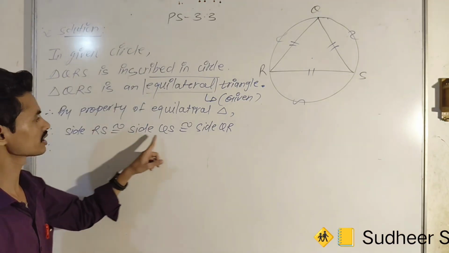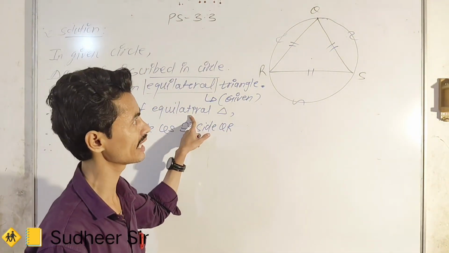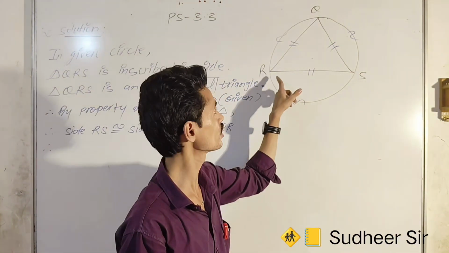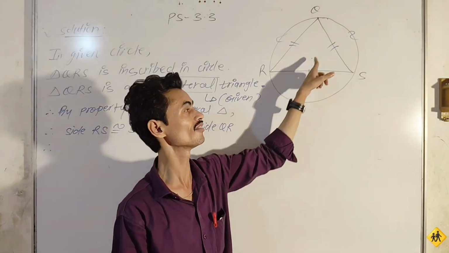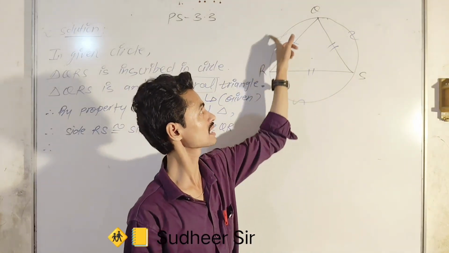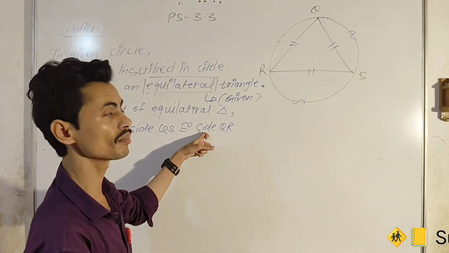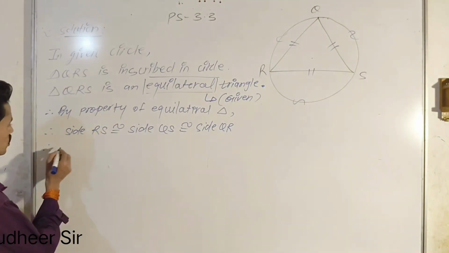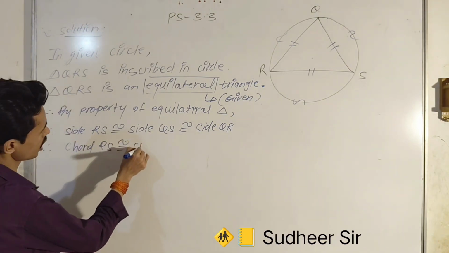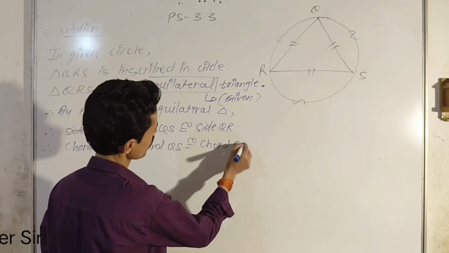Now we have got that all three sides of this triangle are equal with the help of the property of an equilateral triangle. After that, what we can see is that these are the sides of the triangle. But if you are talking about the circle, then these sides will be chords. So we are going to write chord instead of side. Therefore, chord RS is congruent to chord QS, congruent to chord QR.